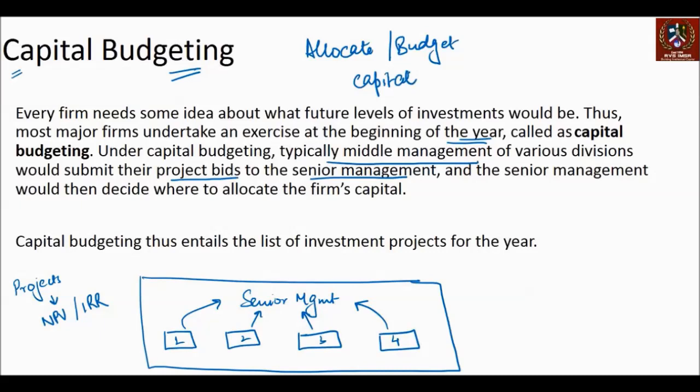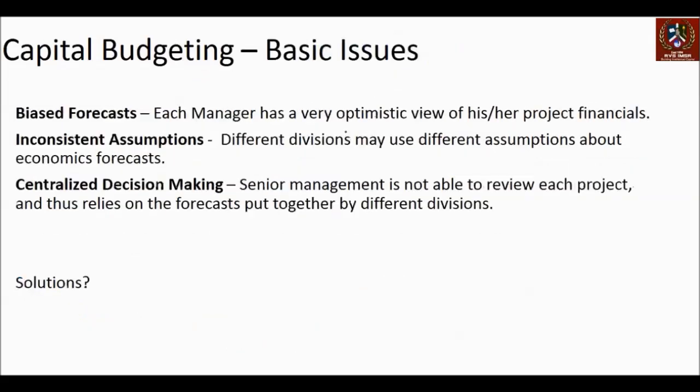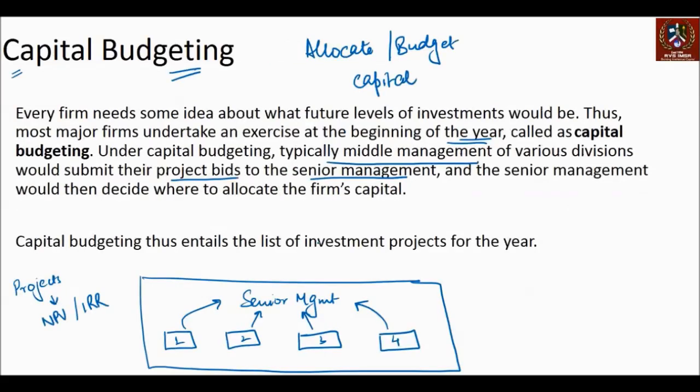Now, that seems to be a logical exercise when you're running a business, and it possibly makes sense to do for all firms. In general, there are, however, certain issues that crop up. There are some very basic issues that come in. Note, how does this process work? Each of the units is going to give a forecast, right? So each unit gives some sort of a project forecast to the senior management, right? So that's a forecast.